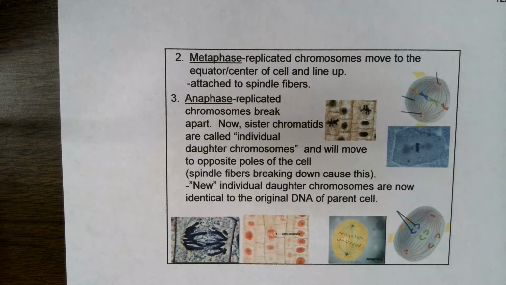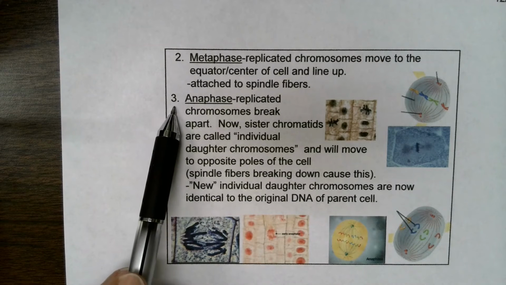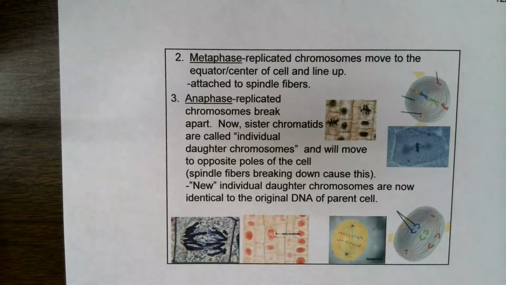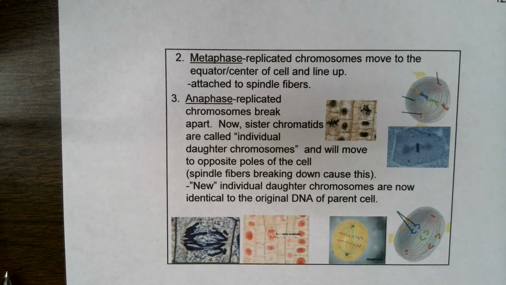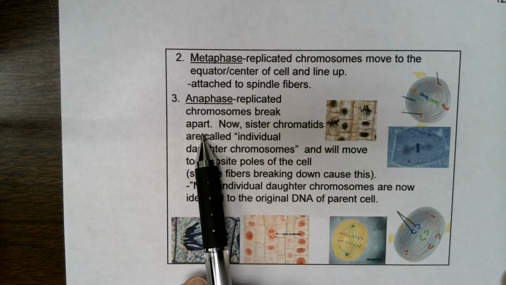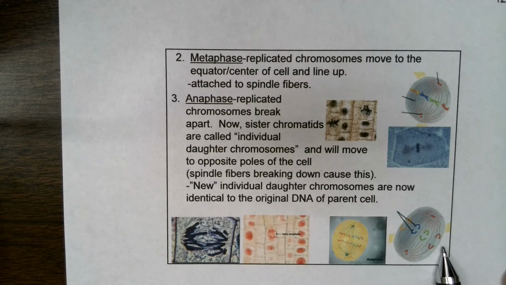So they're lined up so that then in anaphase, when you put AN in front of something, or ANA in this case, it makes it mean not or the opposite. So this is where now the replicated chromosomes are going to break apart, right? And they are typically shown as a little V. And so now the sister chromatids are going to move to opposite poles of the cell, right? And these are now called individual daughter chromosomes. So this is an individual daughter chromosome or an individual chromosome. There's a lot of ways we could say that.